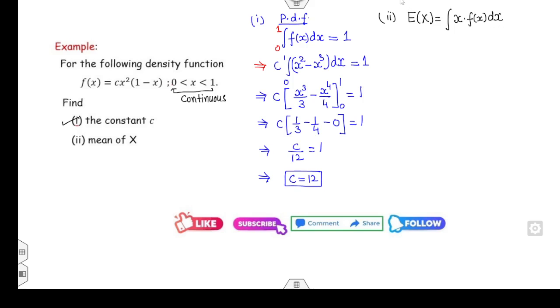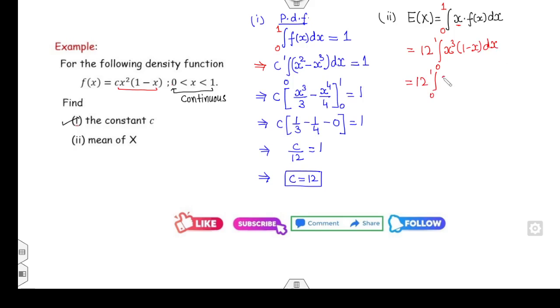Fine. Now what is the domain? Domain is again from 0 to 1. Now you can substitute the value of f(x) is c x square into 1 minus x. c is my 12, which is outside. If I multiply with the x, this number is x cube into 1 minus x. Fine. So I can integrate them again.